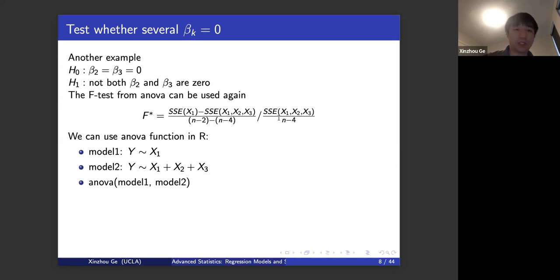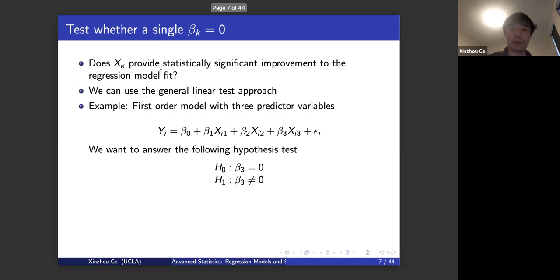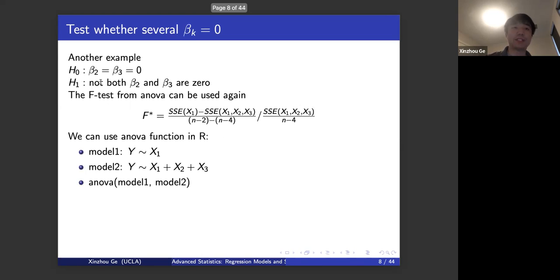And we can also test whether several predictors are equal to 0. For example, in this model, if we have 3 predictors, x1, x2, and x3, we can test whether beta 2 and beta 3 are equal to 0. In this case, we are comparing the model which uses all 3 predictors with a model which has only 1 predictor. And in this case, we can also use an F test from ANOVA.